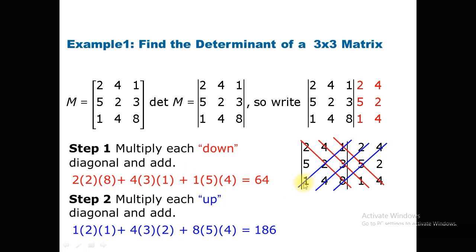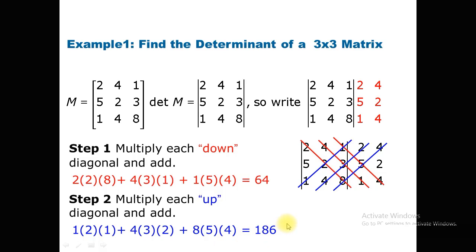Now multiply the up diagonal entries and then add. This is the first up diagonal, second up diagonal and third up diagonal. So multiply these up diagonal entries, we get 1 2 1, and then multiply 4 3 2, and then multiply 8 5 and 4, and after multiplication add these three results, we get 186.